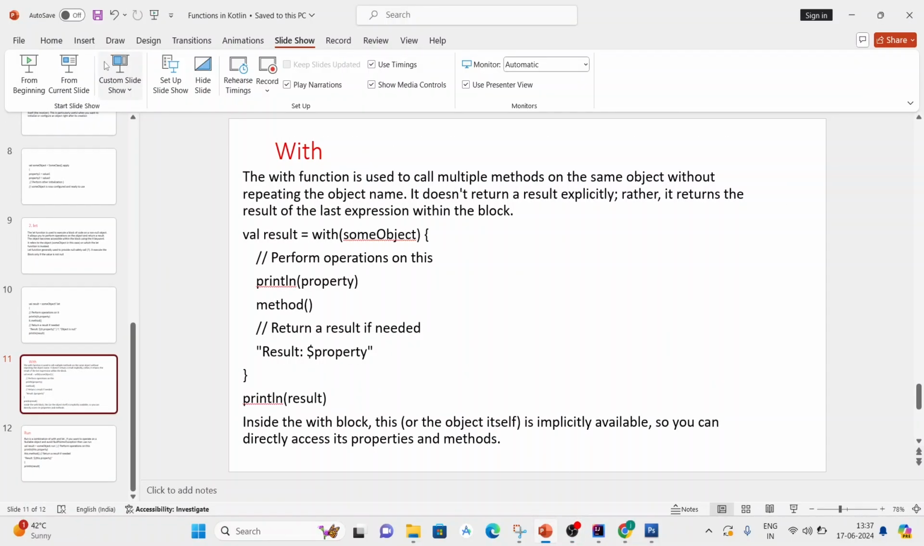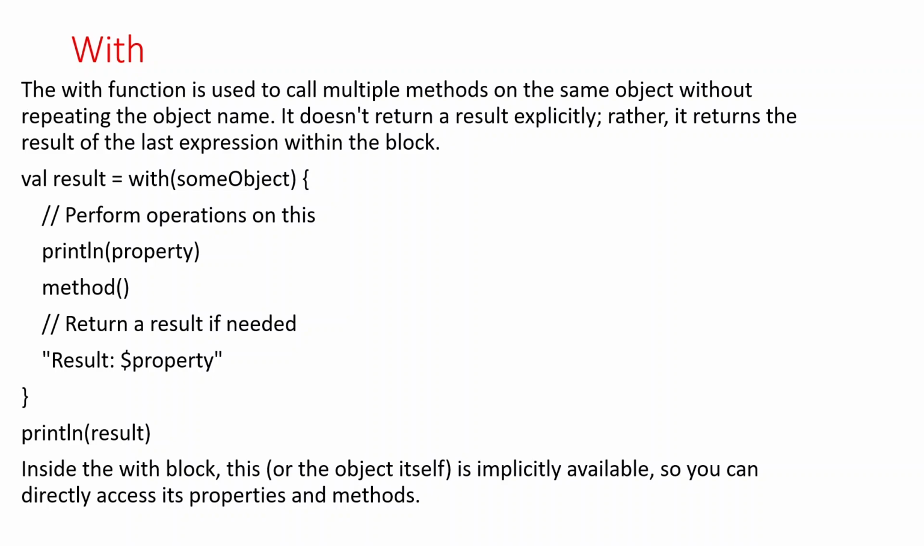The next scope function is with. Let's read about it. The with function is used to call multiple methods on the same object without repeating the object name. It doesn't return a result explicitly, rather it returns the result of the last expression within the block. Here is the syntax. Val result is initialized to with some object. Perform operation on this, println property, method, return a result if needed. Result property, println result. Inside the with block, this or the object itself is implicitly available, so you can directly access its property and method.